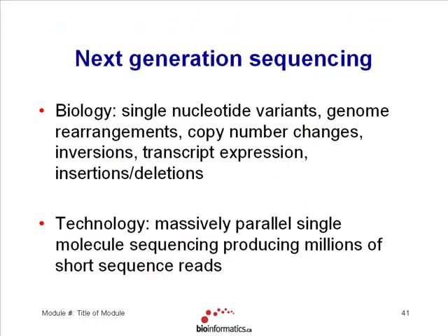So let's move now on to next generation sequencing. The biology involved here is almost everything. These assays can get you so many different features of a genome, including single nucleotide variants. So we're getting down to the resolution of the nucleotides where we can detect point mutations and insertions and deletions. Using paired end sequencing, we can detect genome rearrangements. We can detect copy number changes similar to array CGH and SNP arrays, but at much more exquisite resolution.